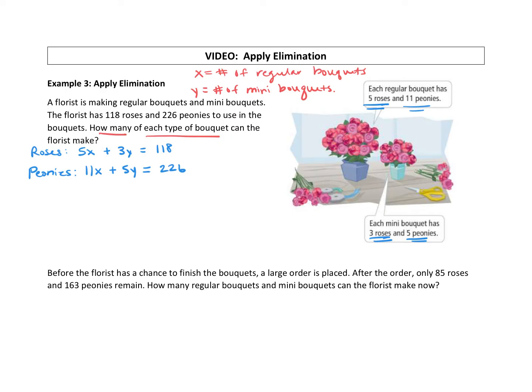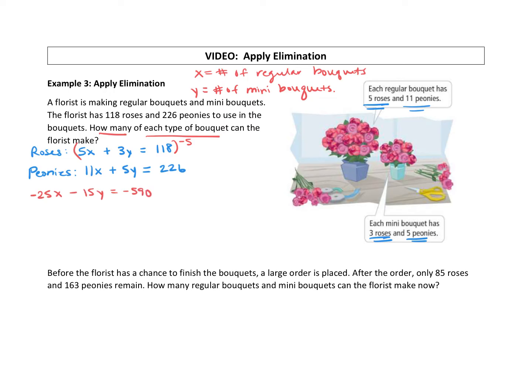So we're going to multiply the top equation by, I'm going to choose a -5. That's going to get me a -15y. So I'm going to rewrite our new equation, multiplying everything by -5. We have -25x minus 15y equals -590.